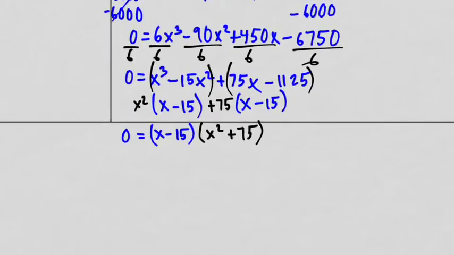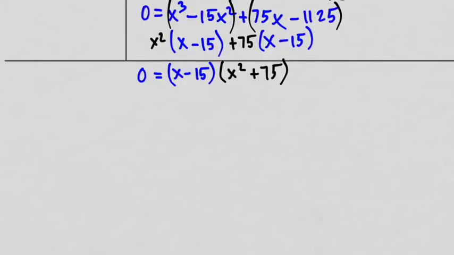Alright, now to solve this equation, we're going to use the zero product property, which means we're going to set both of them equal to 0 to see what we get as a result. So x minus 15 equals 0, and x squared plus 75 equals 0. That's what we call the zero product property. When we solve an equation, we factor it out and we set each factor equal to 0. For the left one, it should be pretty obvious that x equals 15.